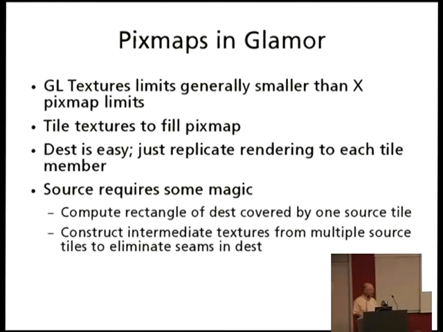One of the big problems with GL is that textures are generally smaller than the X Pixmap limits. In X, you can create a Pixmap up to 32K pixels squared, which is a healthy size texture. And certainly Intel hardware doesn't go that big. Maybe NVIDIA hardware lets you allocate 4 gigabyte textures. I don't know. It's a pretty healthy chunk of memory.